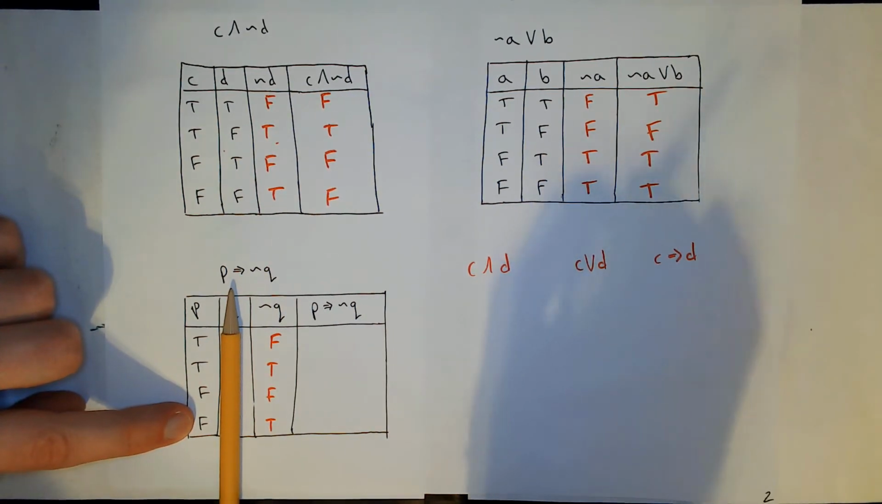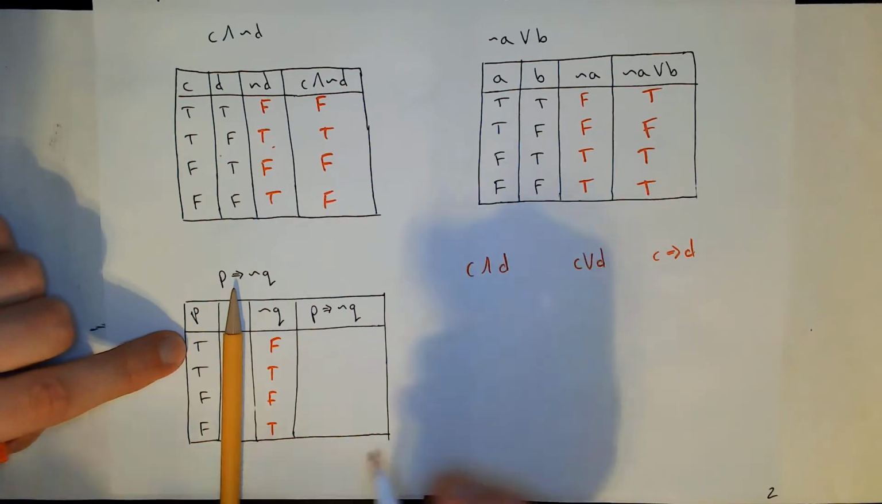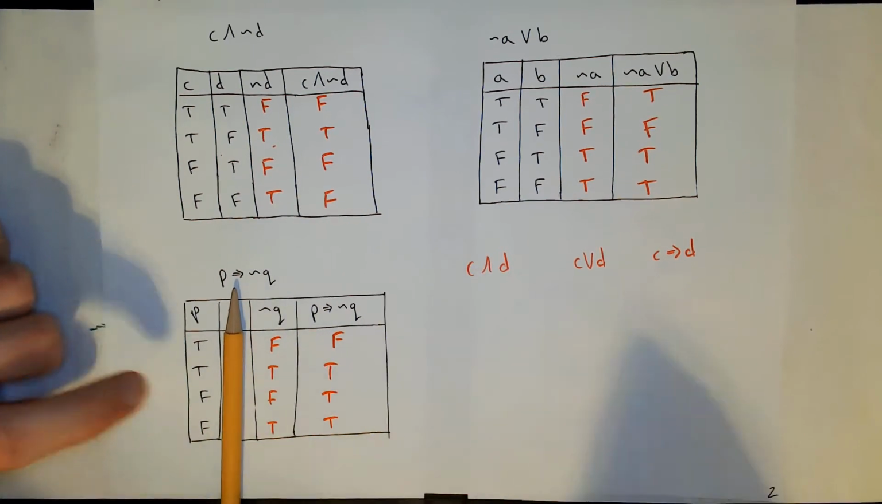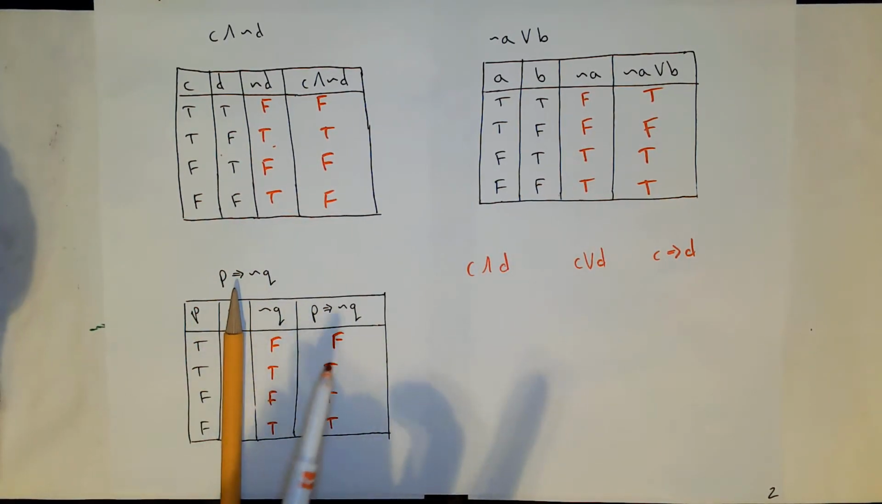But basically, the rule is it's only false when you get the combo in the order true, false. So that means this one is false, true, true, true. Only false when it's true, false. In that order, true, false yields false.